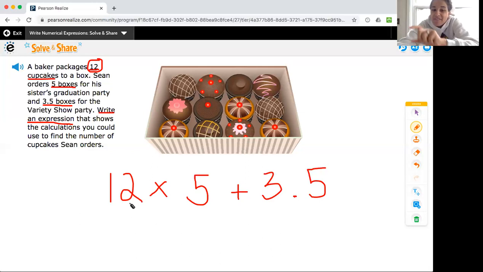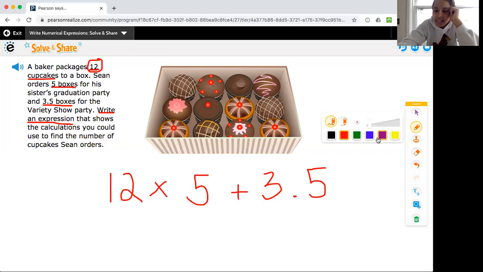Okay. If I were to solve this problem, I would do 12 times 5 first, right? Using the order of operations. And that is not what we want to do to solve this problem. We want to multiply 8.5 boxes by 12. So that means I need to put in parentheses somewhere. So what would I put the parentheses around first? 12 times 5? Hopefully you said no, because that's wrong. I would put the parentheses around 5 plus 3.5.